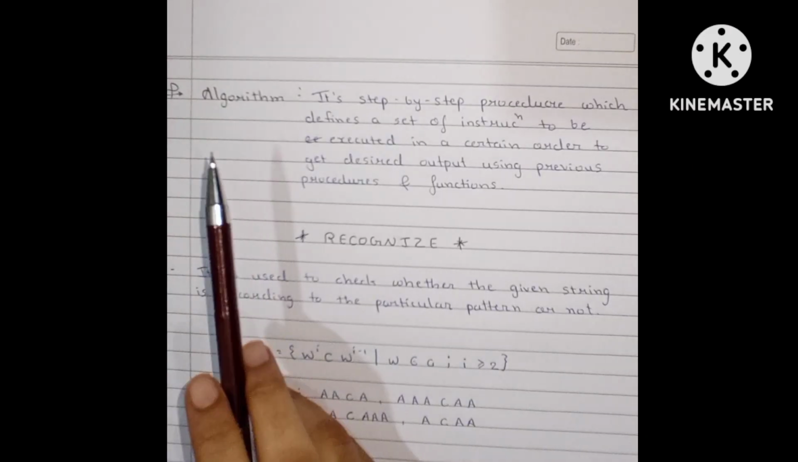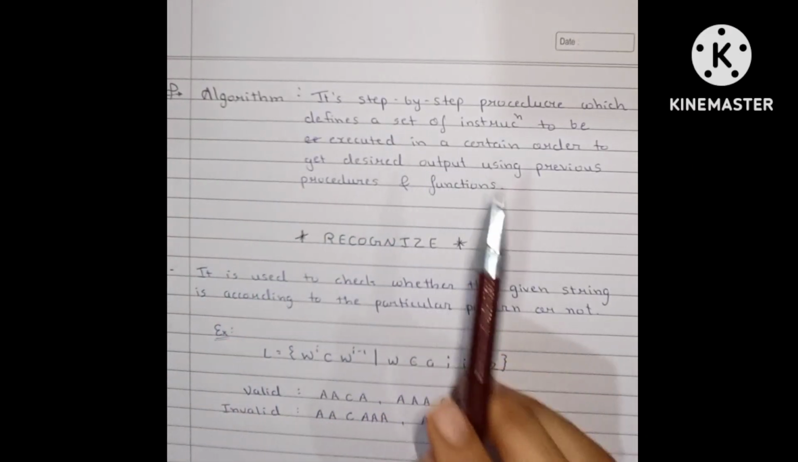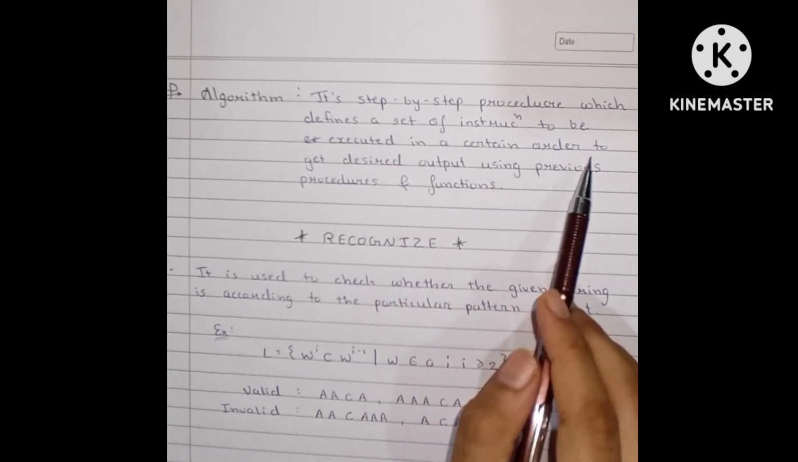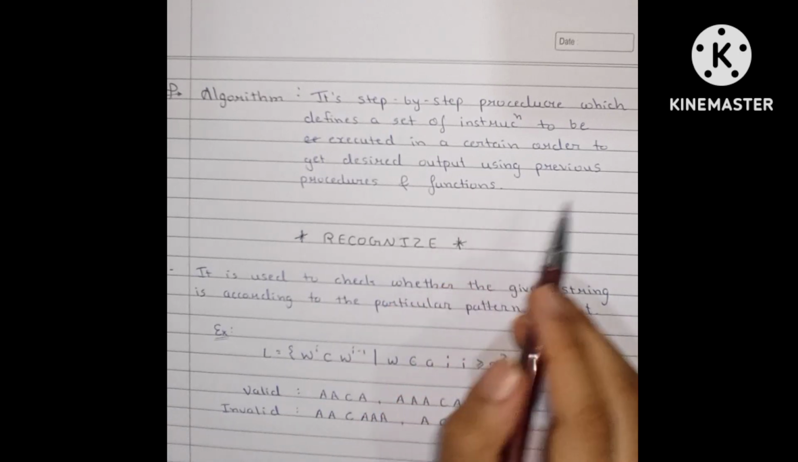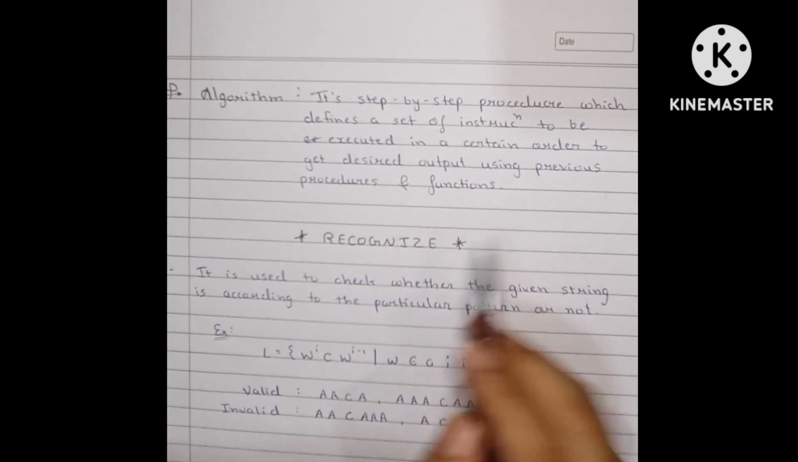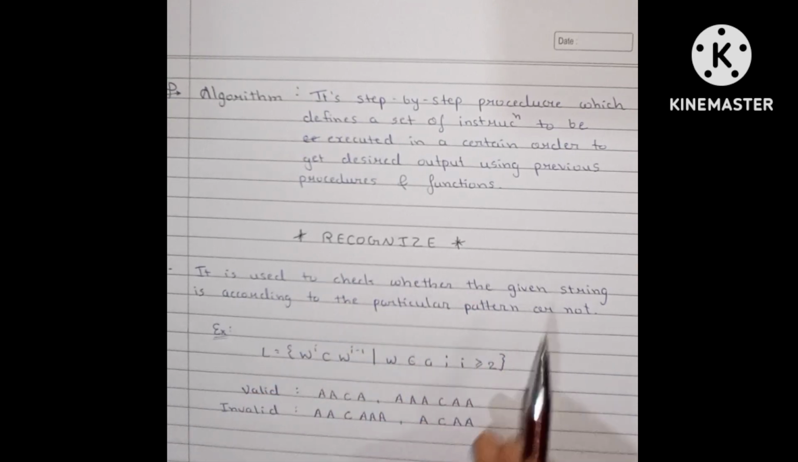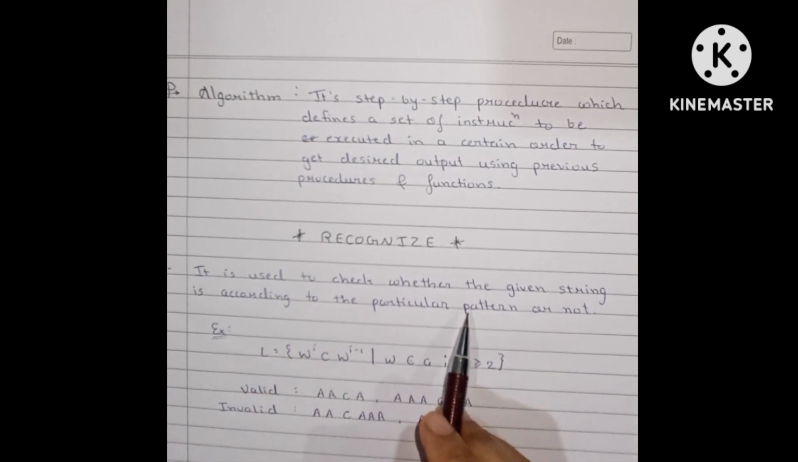Now we will go with the topic algorithm. It's a step-by-step procedure which defines a set of instructions to be executed in a certain order to get the desired output using previous procedures and functions which we have seen. Now algorithm RECOGNIZE is used to check whether the given string is according to the particular pattern or not.